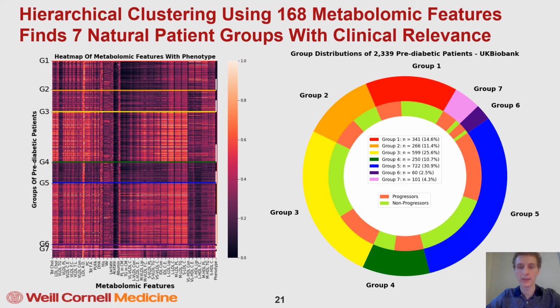On the right here, you see a donut chart in which the outside circle shows the distribution of these total 2,339 pre-diabetic patients at baseline into each of these groups. And we see that there are differing sizes for each group. On the inside, we show the progression proportions for patients within these groups. Green shows those that do not progress, and red shows those that do progress. And we see that there are differences in the proportions for all groups.